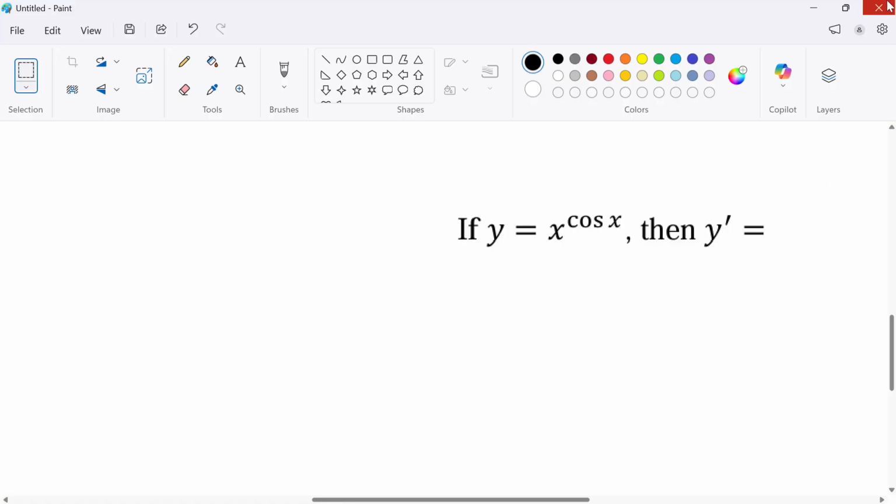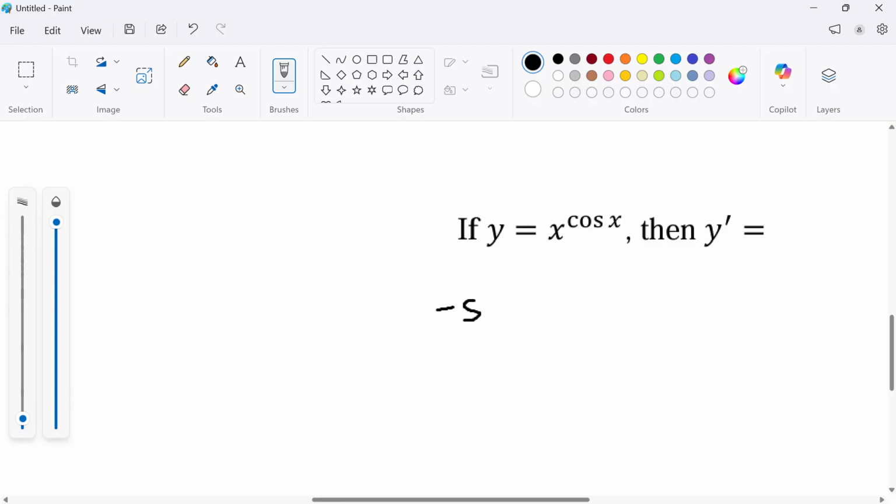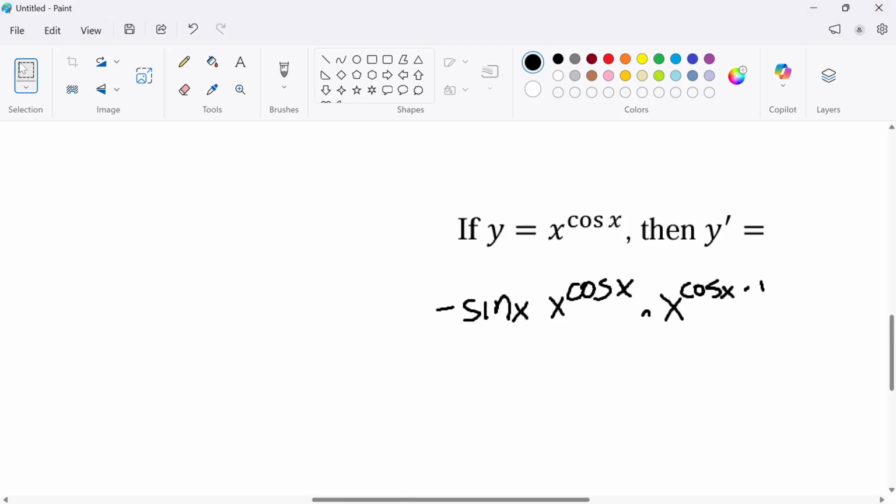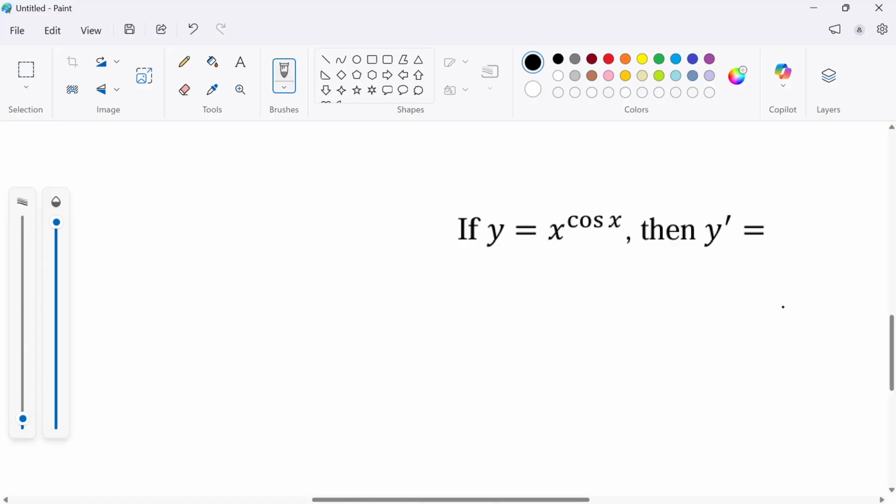Now some people may say, well, the derivative of x to the cosine x is negative sine of x times x to the cosine x, times, I don't know, minus 1. They're trying to treat cosine x as a constant. Cosine x is not a constant, so you can't do it like that. So there's something else you have to do here.